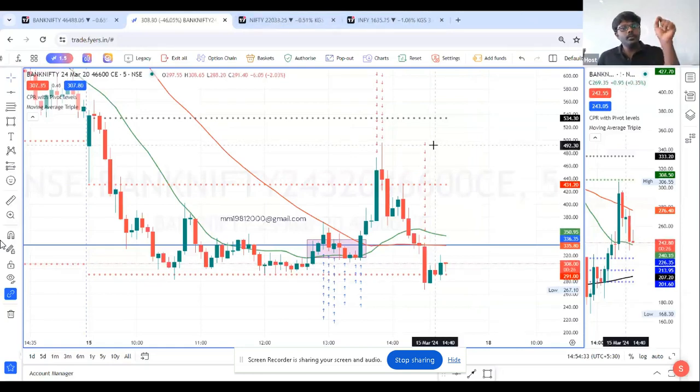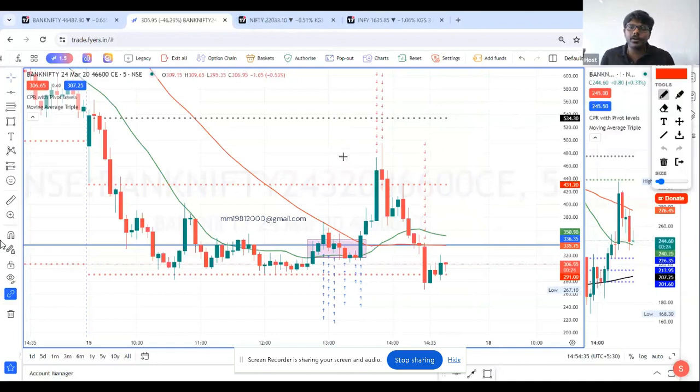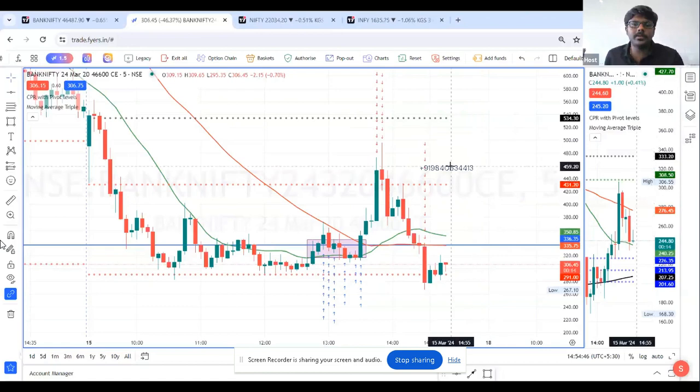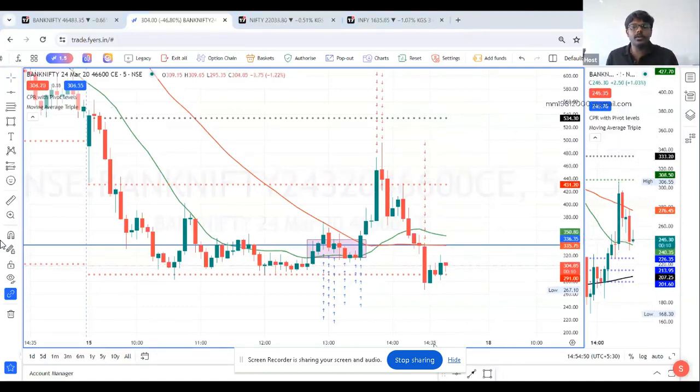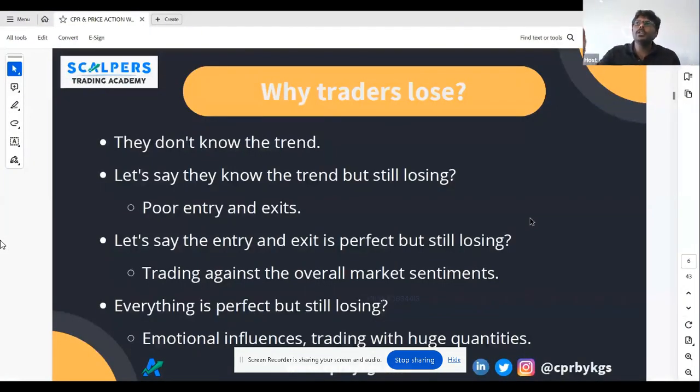So even though you know the trend, let's say you have bought a call option at this point. Just imagine someone has bought a call option around the 400, 420, 430 levels. That's where most traders make the mistake. Even though you know the trend, you will be losing money because you are buying at an expensive price. So even after knowing the trend, if you are losing money, it is mainly because of poor entry and exit. So make sure your entry is precise.